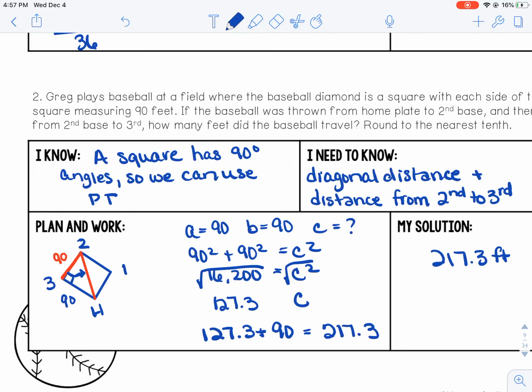Okay, so again, think about it. Is there anything new that we learned? No, you just kind of have to process everything and think about what you're doing and apply the Pythagorean Theorem.